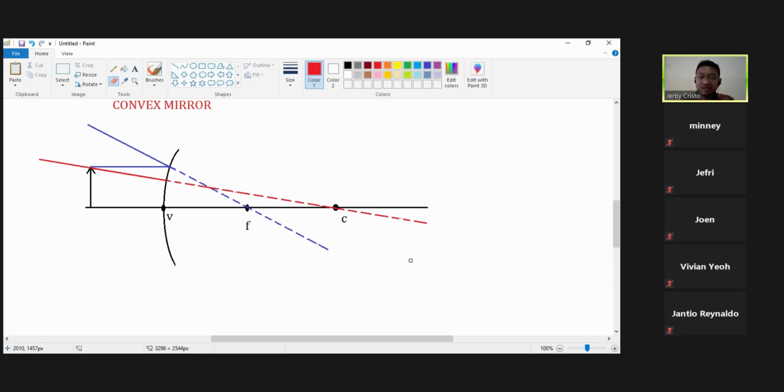So anybody, where is the point of intersection? Okay, Jaya has identified it. Yes, it's this as the point of intersection. Okay, so let's mark our point of intersection.